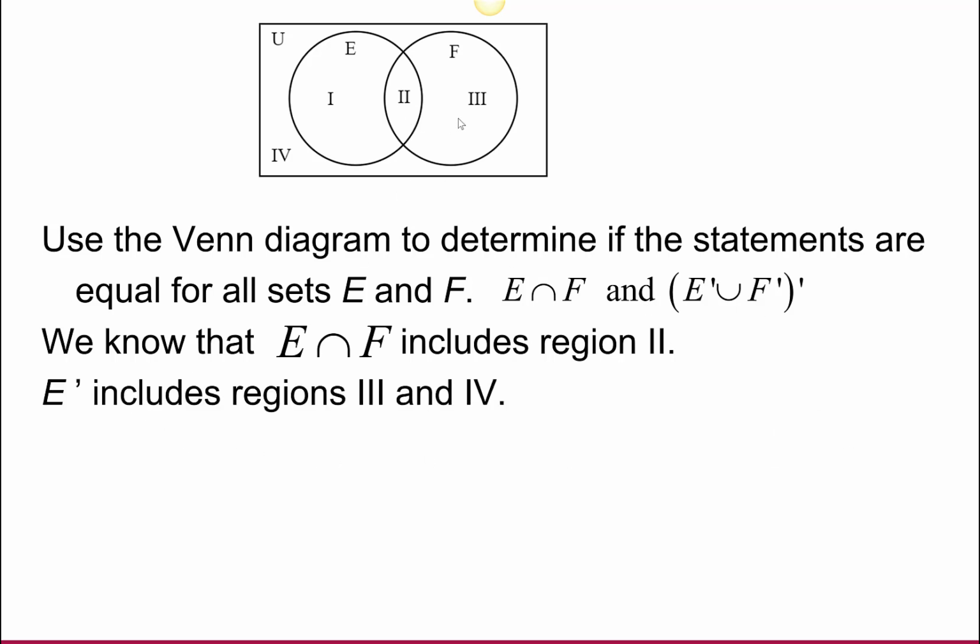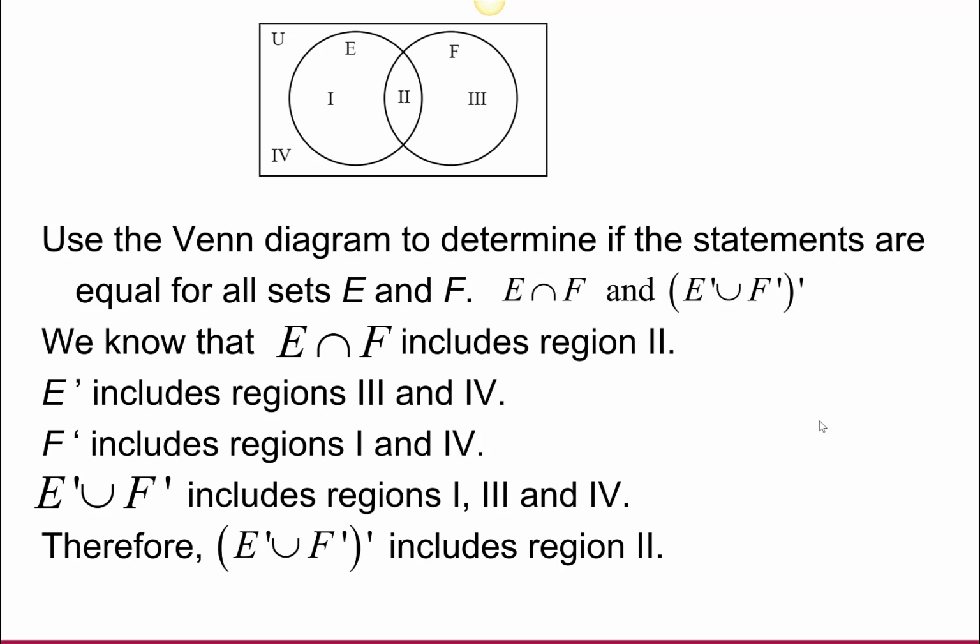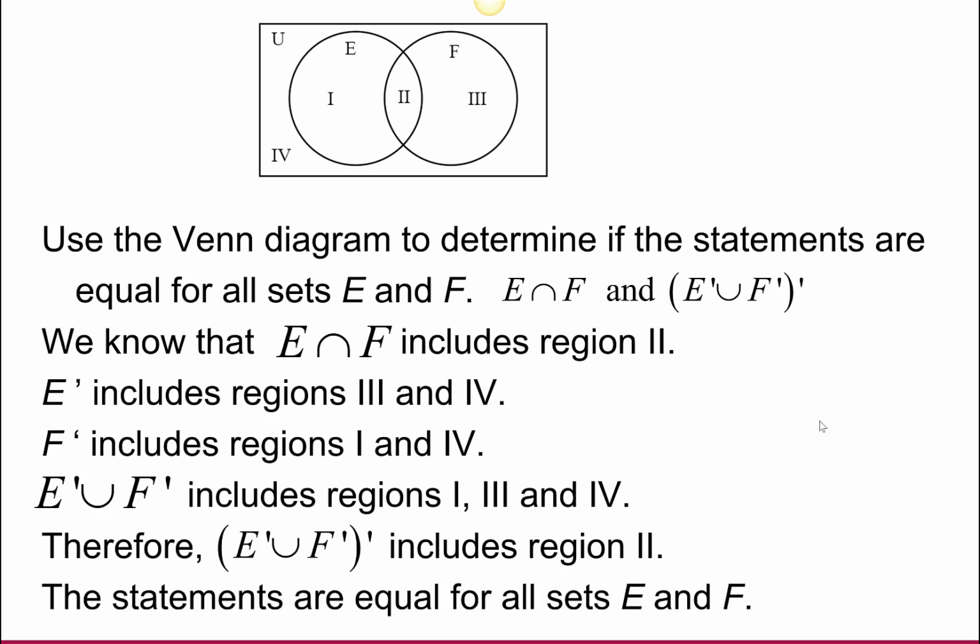So E complement contains regions 3 and 4. F complement contains regions 1 and 4. And then if we take the union of those, we get regions 1, 3, and 4. And then if we take the complement of that, we get region 2. And so these are true. These two statements are equal for all sets E and F.